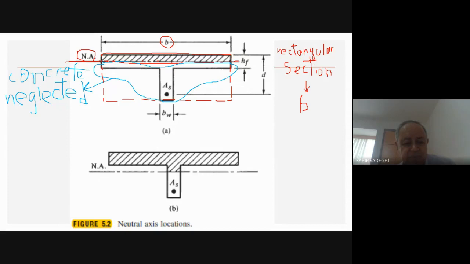But for the second figure that we have here, the neutral axis is located at web. When we have it at the web, we have a T section, and we should design like a T.